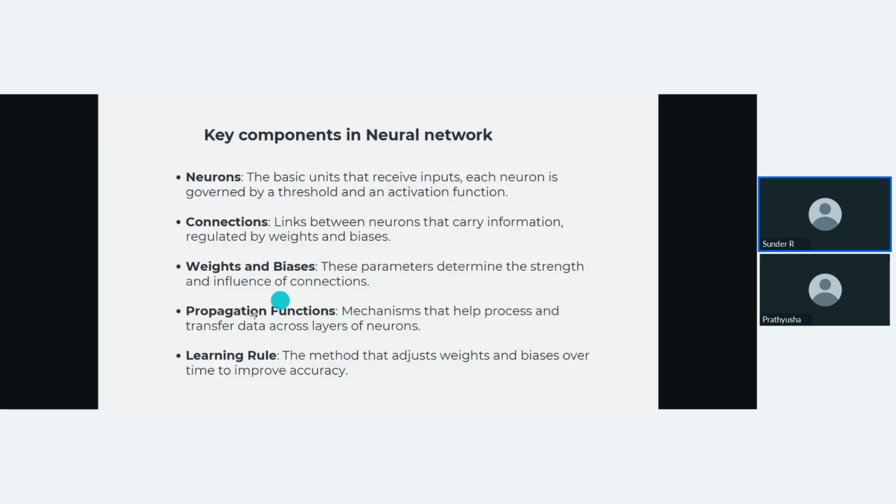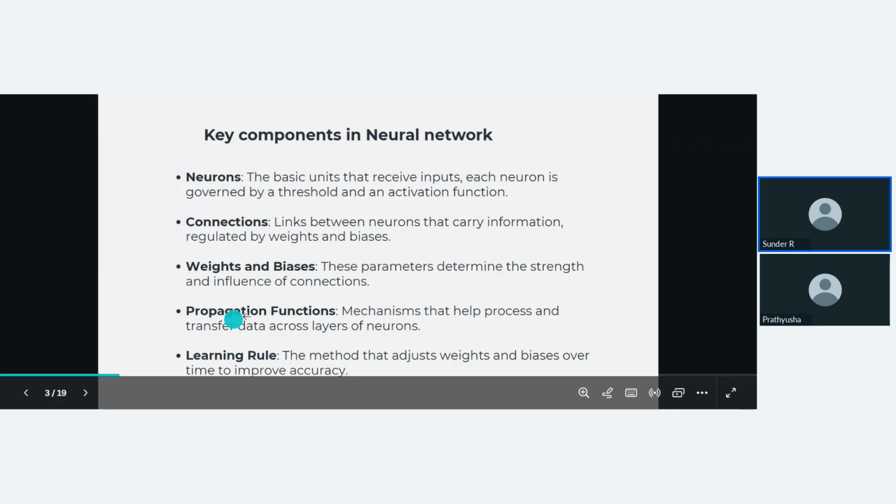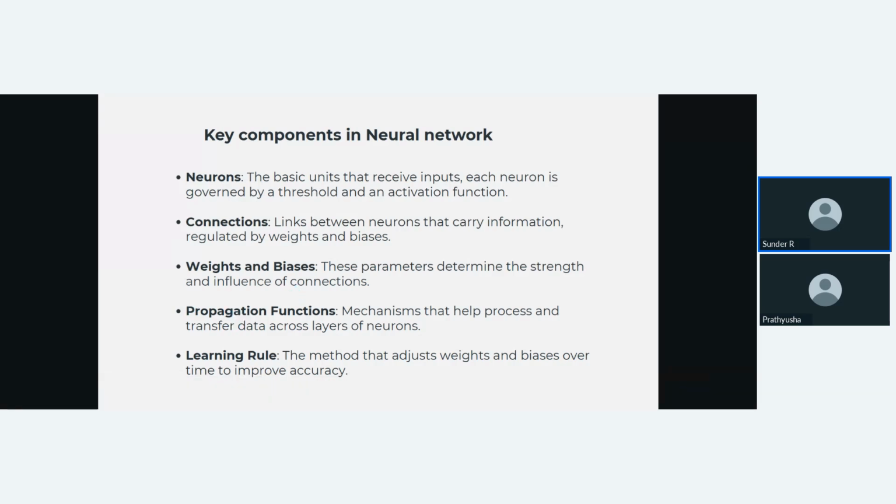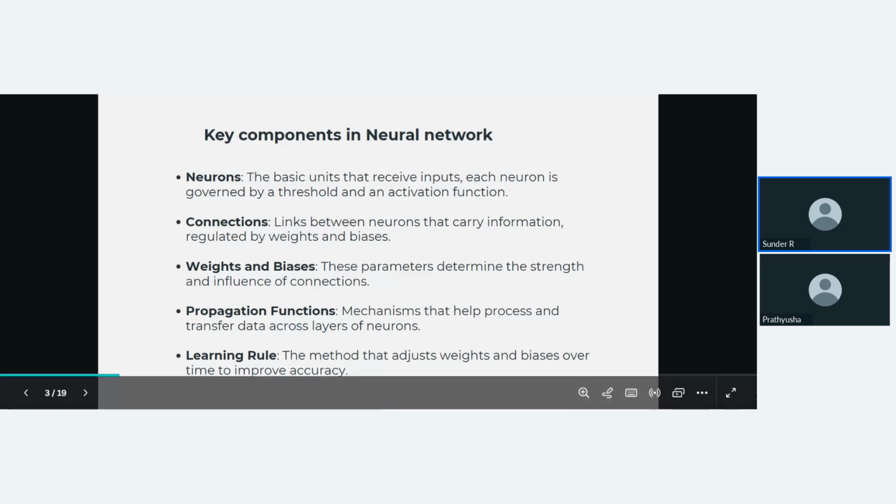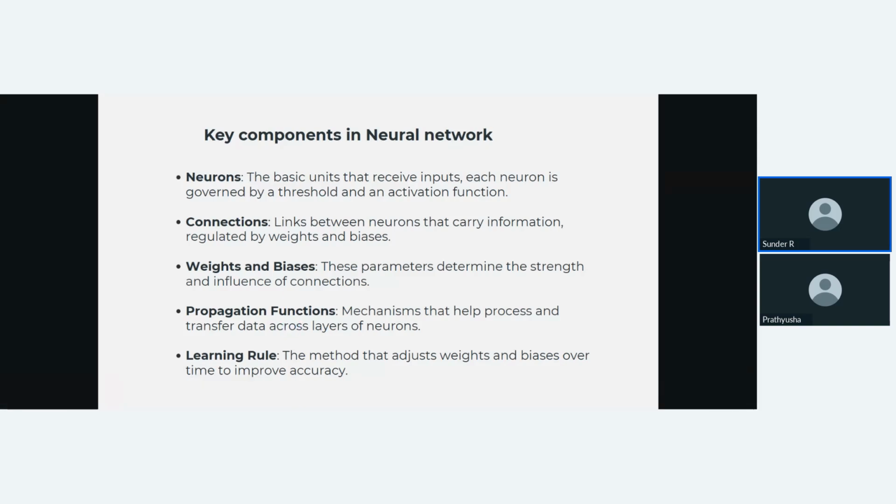If you consider these neural networks, the key components that we are going to learn in this whole deep learning are neurons, connections, weights, biases, propagation functions, and then the learning rule. Now, to make you understand each thing, I would like to give a real life example. I have told you, right? Neurons are nothing but... any doubts?